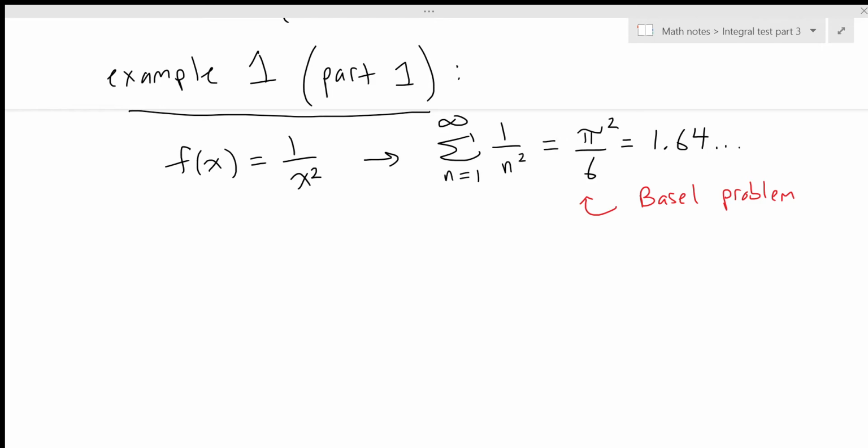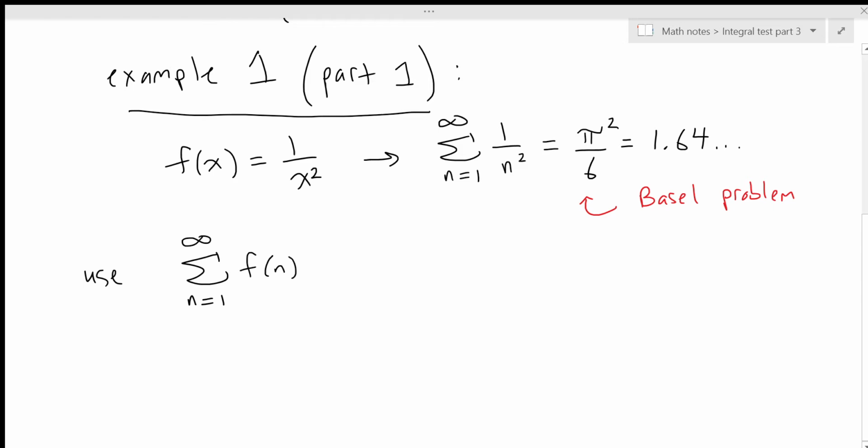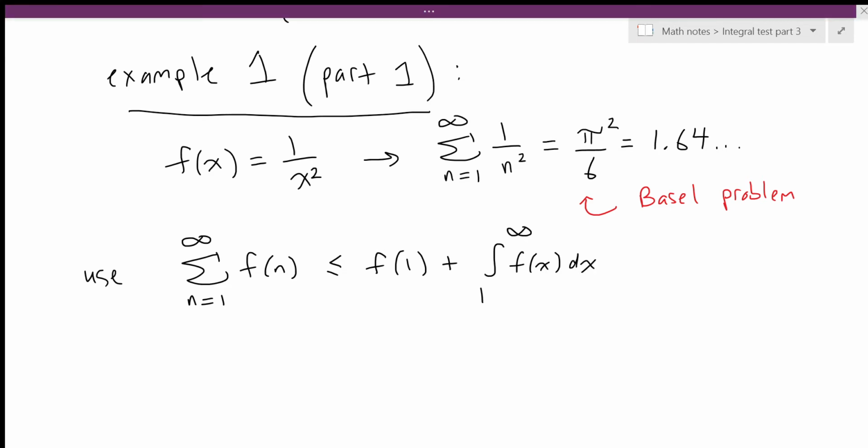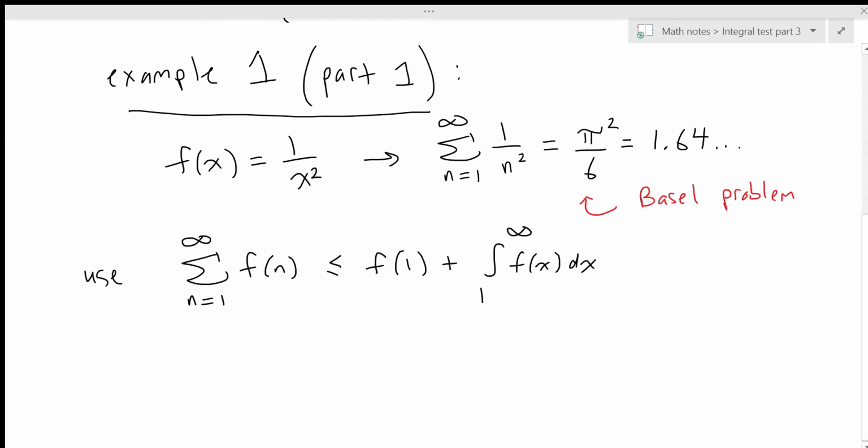So now we're going to use the integral test to prove that this series converges. And to do it, we're going to use this bound from our part 1 lesson, that this series is less than or equal to f of 1 plus the integral from 1 to infinity of f of x. Now in our case, f of 1 is just equal to 1, so we just have to evaluate the integral. Let's go ahead and do that here.